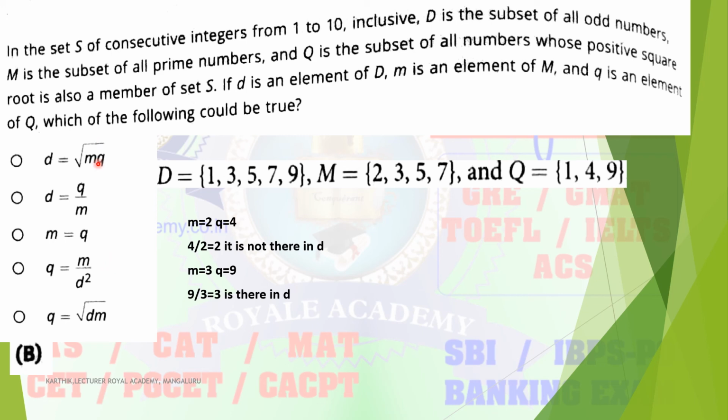Similarly, you can try the other options also. Choose the values of M and Q and find the square root, and you will get one value. That answer should be there in D. If it is not there, that option is not correct. So here I choose M equal to 3 and Q equal to 9. Then Q divided by M, 9 divided by 3, gives 3, and 3 is there in D. So that exactly matches. Option B is correct.